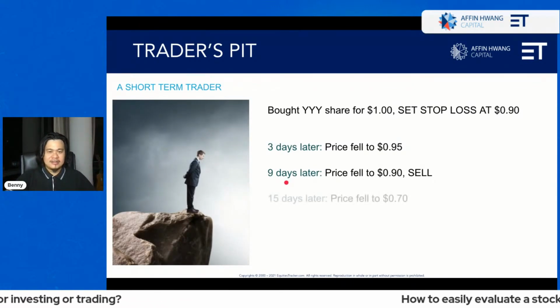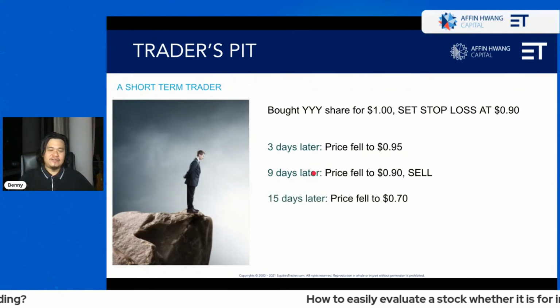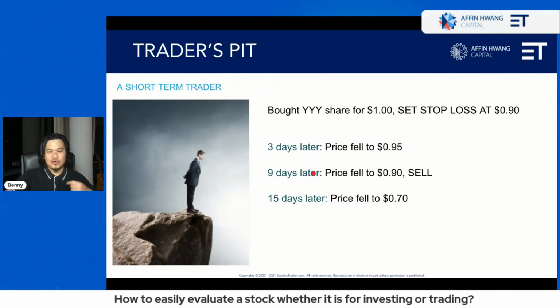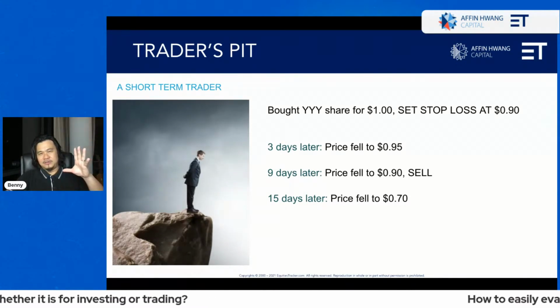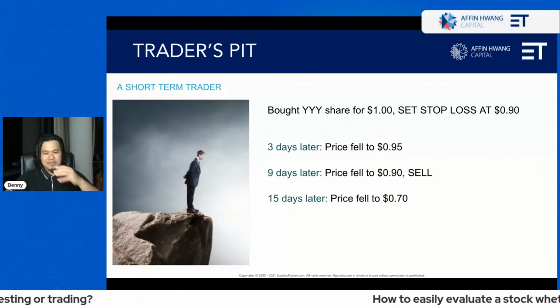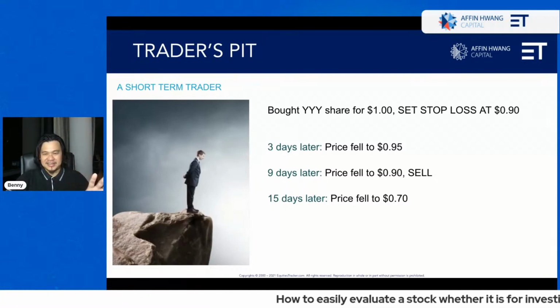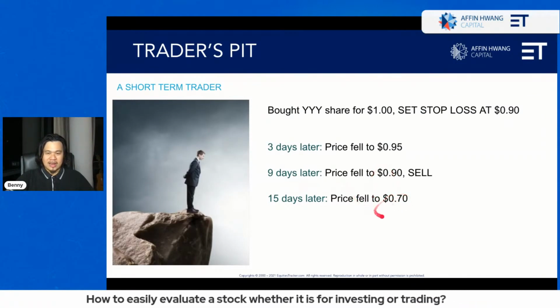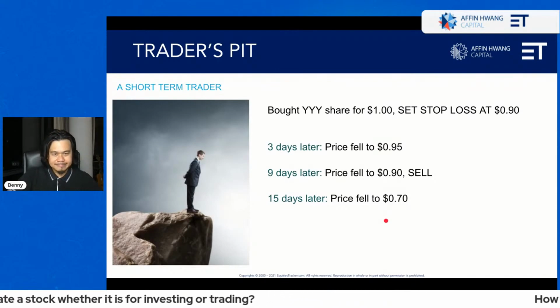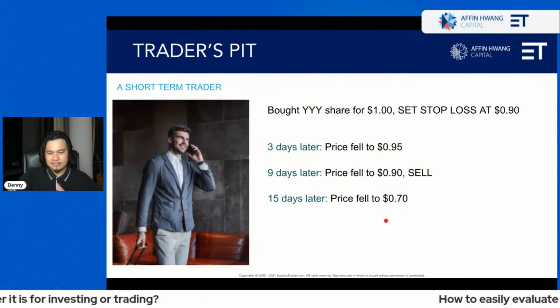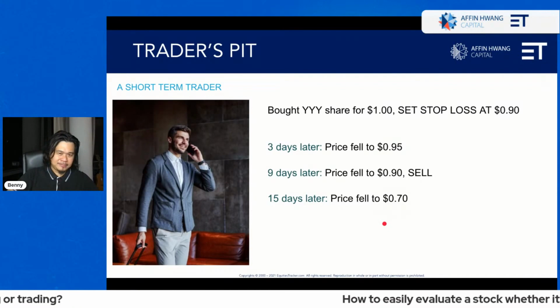You sell. 15 days later, the price fell to 70 cents. Now you feel happier about it, right? Because you sold at 90 cents and now the price has fallen to 70 cents, and you'll be thanking yourself, and you'll be happy because you followed the plan to sell at 90 cents. Because if I did not sell at 90 cents, I would have held the stock now and incurred much more losses if the price falls down to 70 cents. So it's fantastic. Okay, I'm glad that I followed the trading plan.